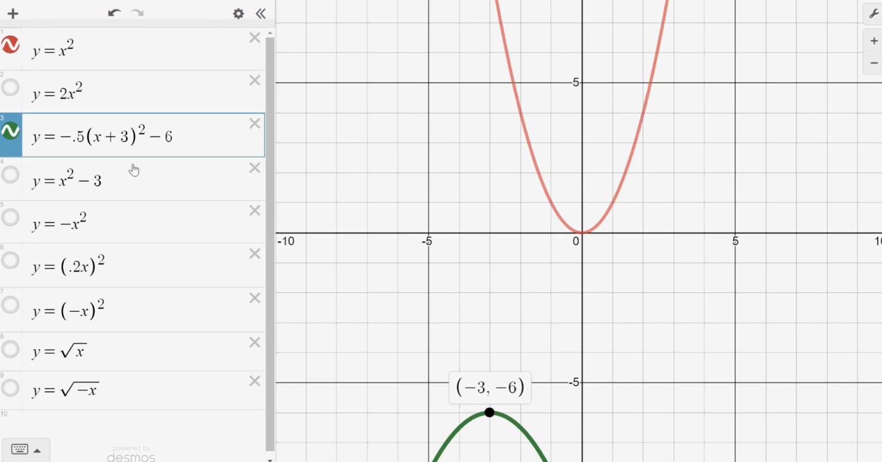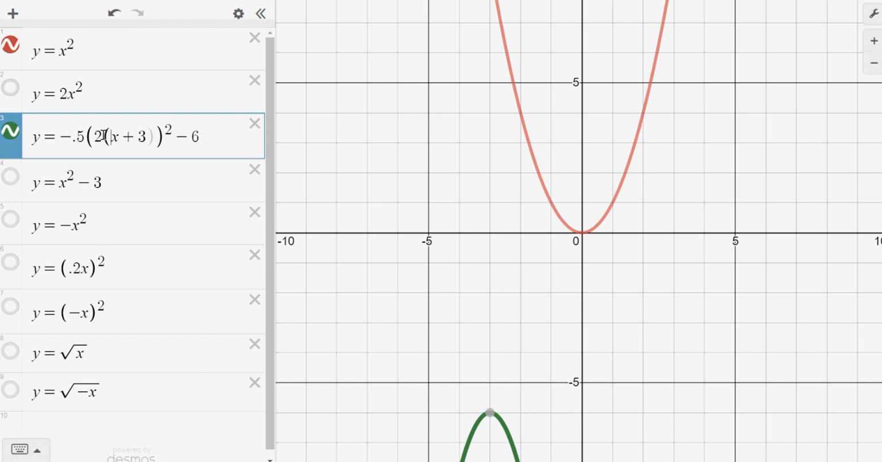One other interesting thing to note, if I put a 2 here, that changes the horizontal. No longer is it left 3, it's actually left 1.5. The reason why is you have to make sure that this number in here is in parentheses. If it's not, you'd have to factor that 2 out. Now this 2 is creating a horizontal compression by a factor of 1/2, and then it's still moved to the left 3 if we put that in parentheses. So let's summarize what's happening here.